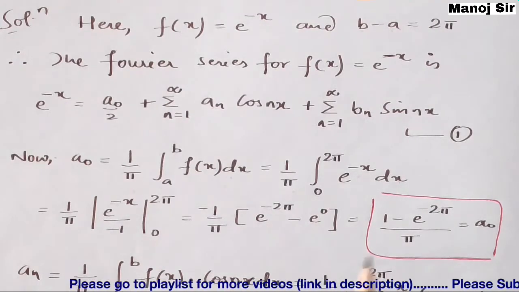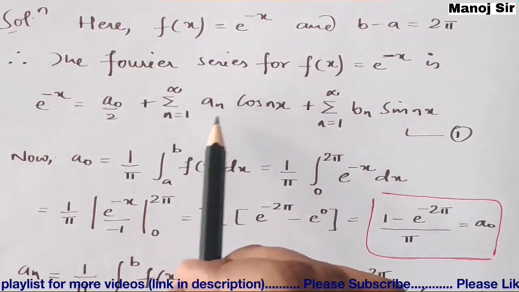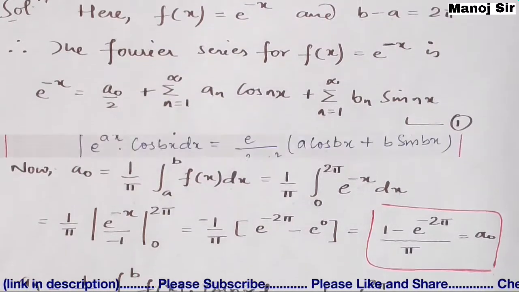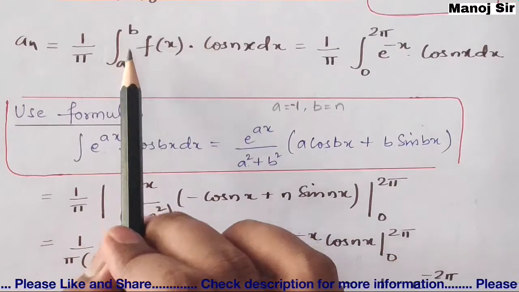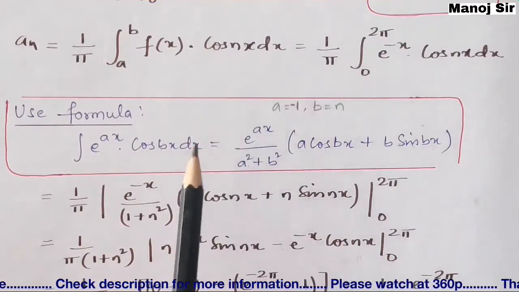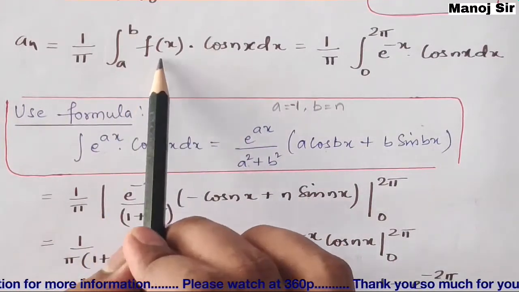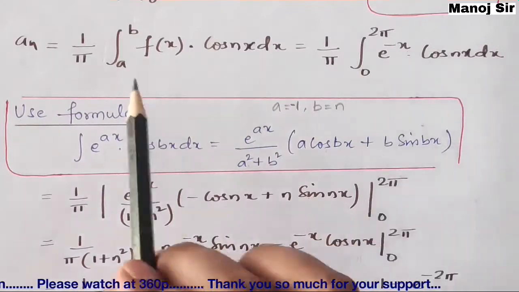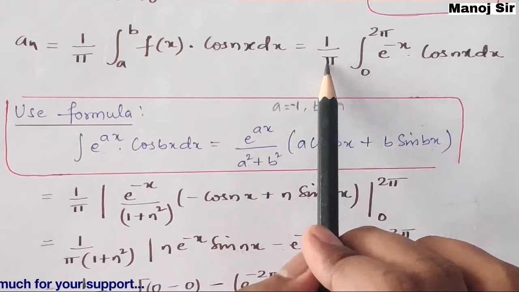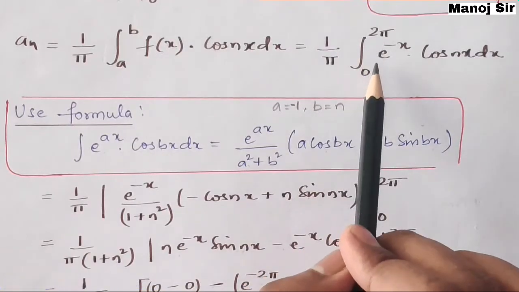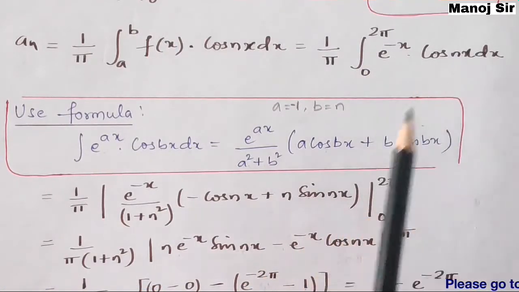Now after finding a naught, my next work is to find an. Now an equals 1 upon pi integration a to b f of x into cos nx dx. We know this formula. f of x is e to the power minus x, a is 0 and b is 2 pi. So this is going to be 1 upon pi integration 0 to 2 pi e to the power minus x into cos nx dx.